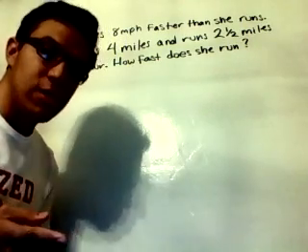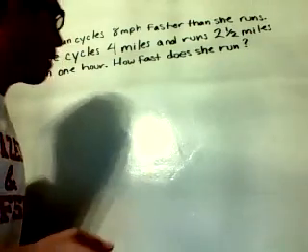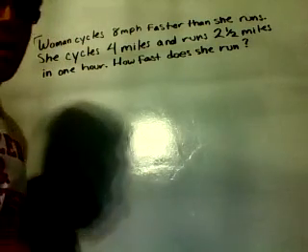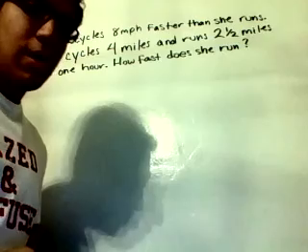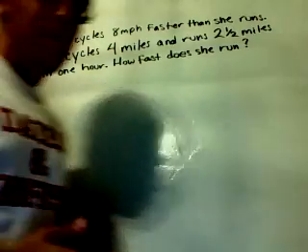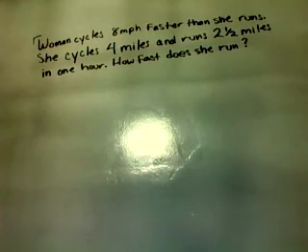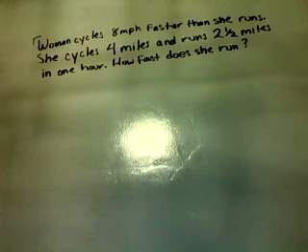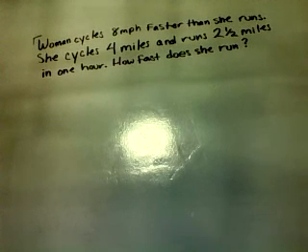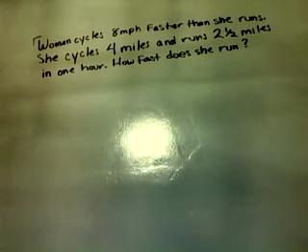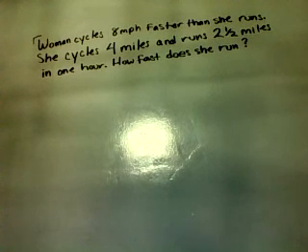So first of all, I want to go over the problem about cycling and biking. I came home and I worked on it and I was able to figure it out. So let's read the problem again and see if we can't figure this one out. The problem says that a woman cycles 8 miles per hour faster than she runs. She cycles for 4 miles and she runs for 2.5 miles in 1 hour. How fast does she run?